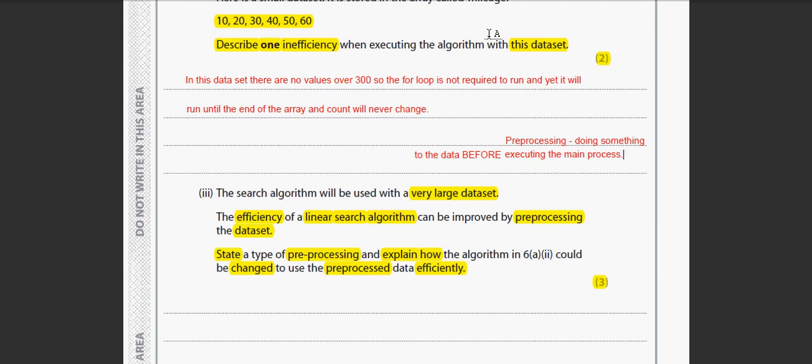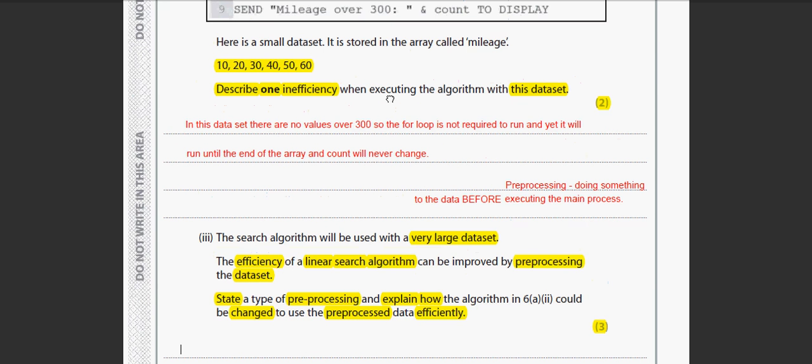Now, I think that there are clues coming from the previous question, which was a random list. They then sorted the list. So sorting for sure is going to help make it more efficient. Think of the purpose of the algorithm. The purpose is to find all the values over 300.